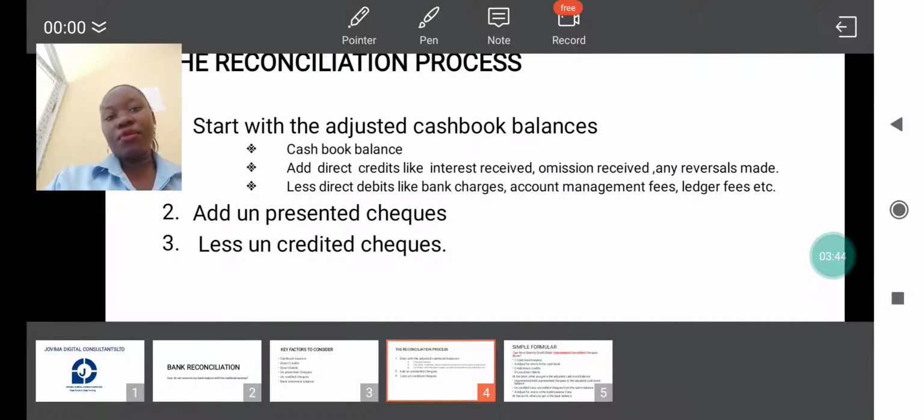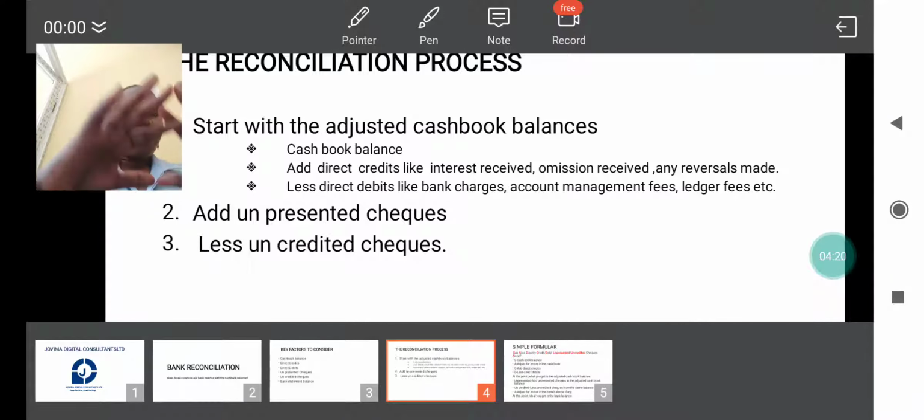Then we also remove the direct debits. What are direct debits? These are transactions, expenses we incur in the bank. For example, the bank charges, the account management fees, the ledger fees, all that. Such expenses are directly debited in the bank, but we rarely record the same in the system, because we don't know at that point. You may make a transaction and you don't know how much money was deducted in terms of bank charge, how much was the tax.